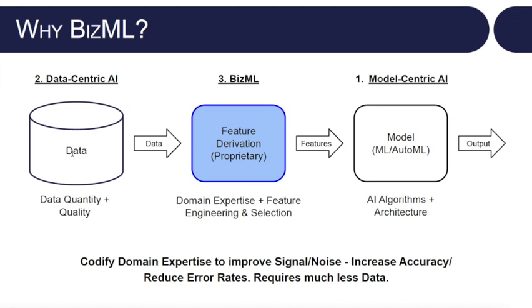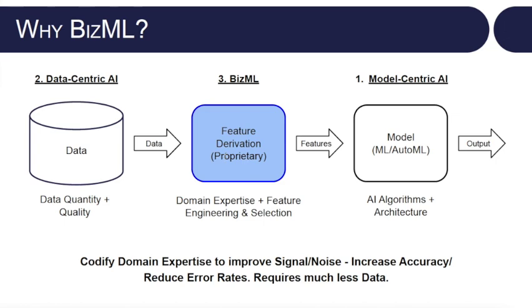Machine learning essentially involves collecting data, converting the data into features, and then using a machine learning or AutoML model to produce output. During the initial days, the focus was on AI algorithms or machine learning algorithms and architecture. However, as time progressed, organizations figured out that they can get better results by focusing more on data quantity and data quality. And this was called data-centric AI.